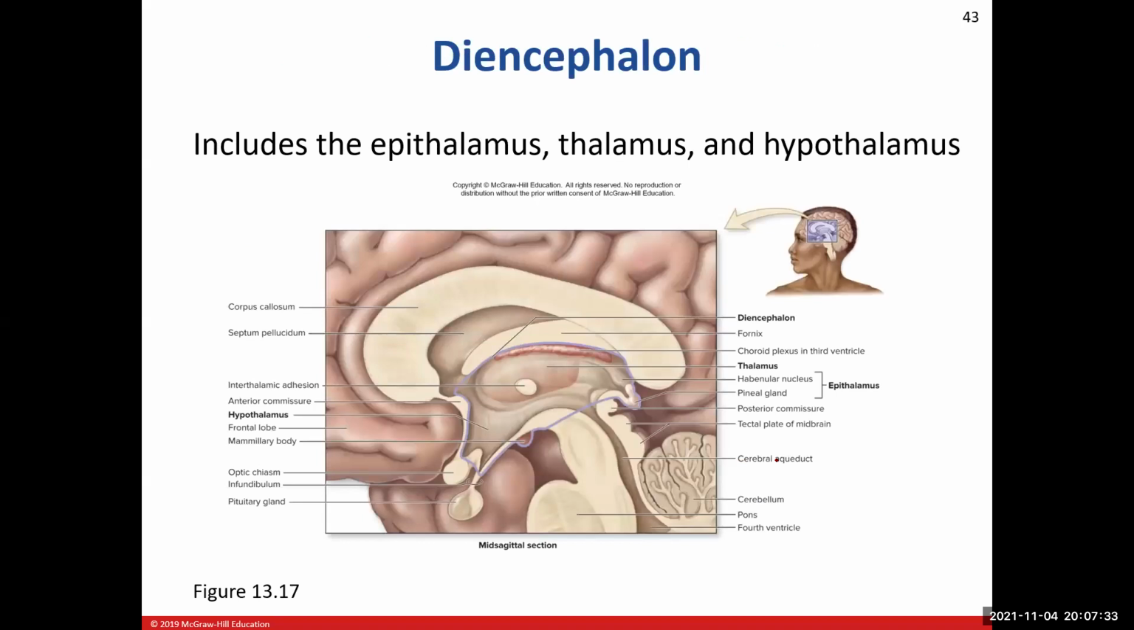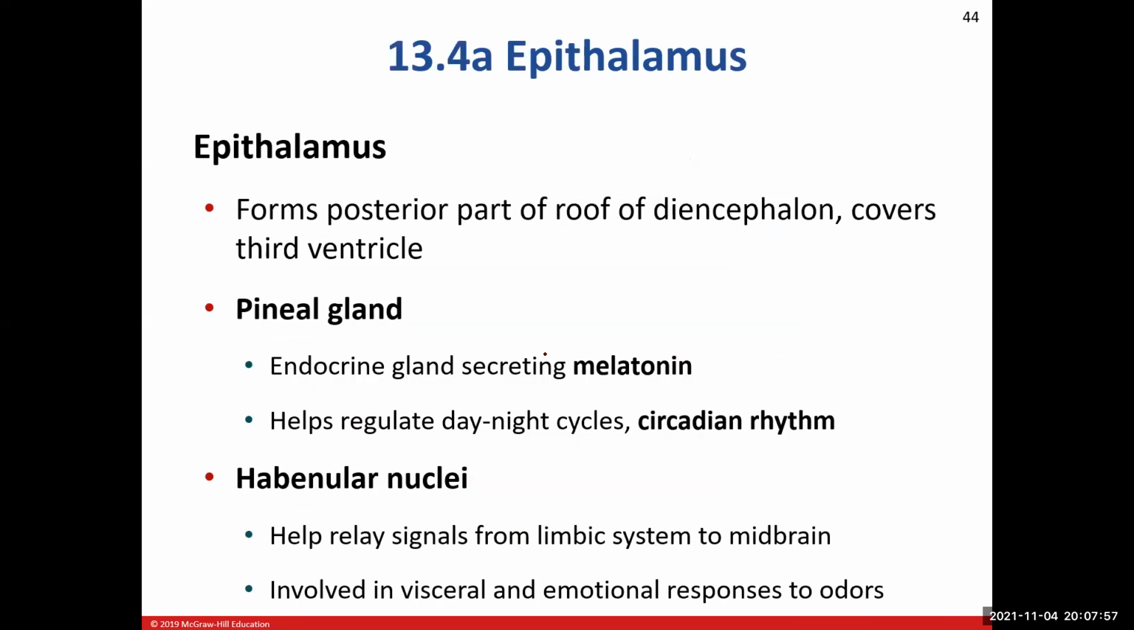How about the diencephalon? Here we go. Three parts of the diencephalon: the epithalamus, the thalamus, and the hypothalamus. This is internal. Okay, so if I'm holding the brain, it's going to be very tough for me to see the diencephalon. It's not easily exposed here, especially when we're talking about the thalamus and the hypothalamus. Okay, here we go. So the epithalamus has two parts, the pineal gland and the habenular nuclei. The pineal gland is an endocrine gland. It secretes melatonin, and that helps to regulate your sleepiness, day-night sleep cycles, or what we call the circadian rhythm.